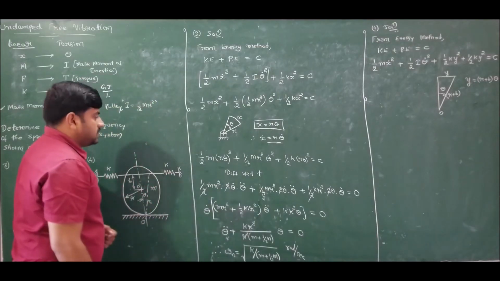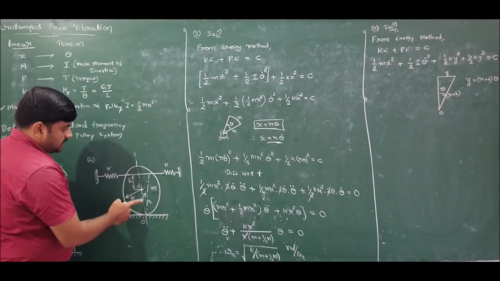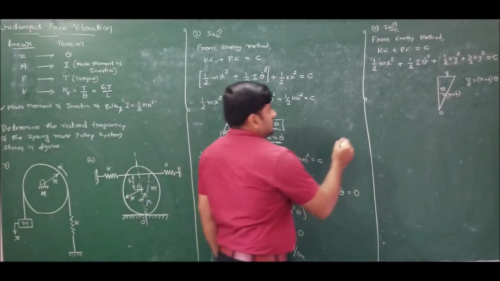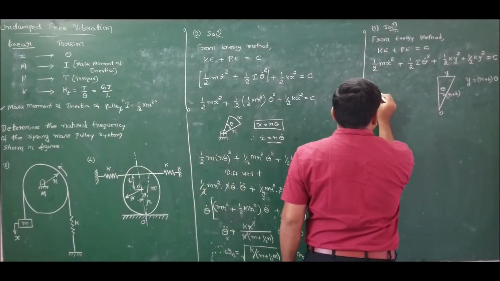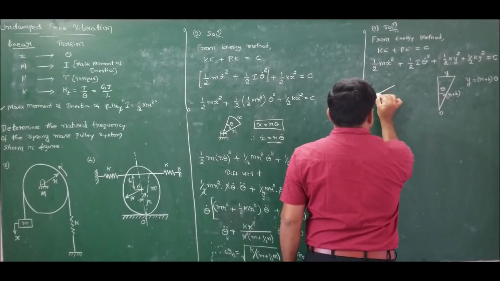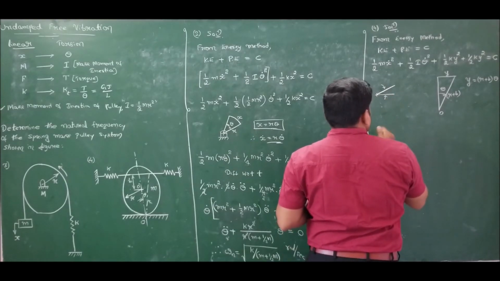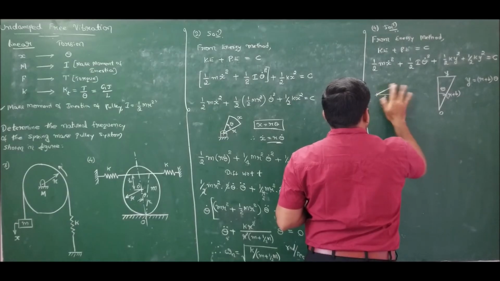Now coming to the mass, what is the value of x for the mass? If I come to the mass, the deflection of the mass is like this. Let me write it vertically to avoid confusion.